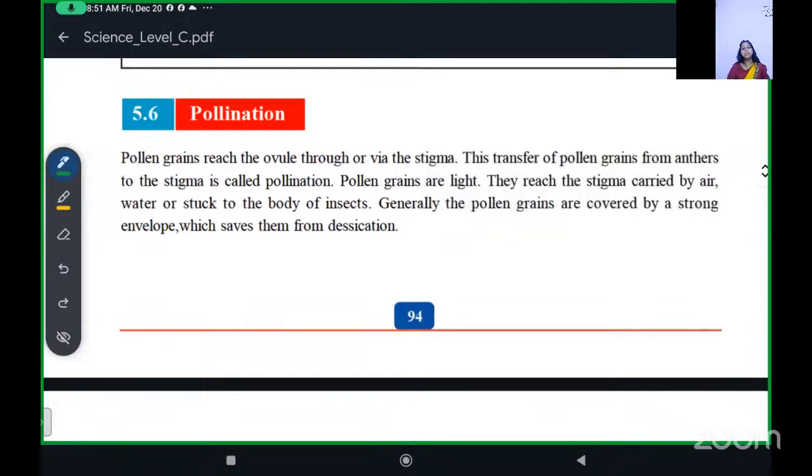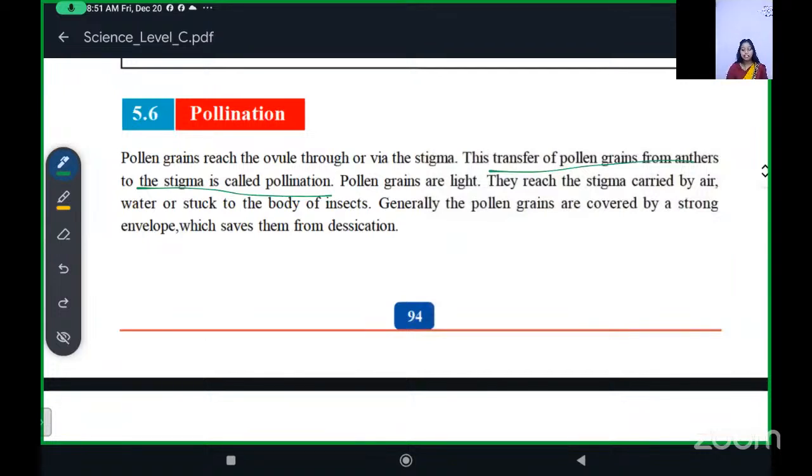What is pollination? The pollen grains reach the ovule via the stigma, the top center part. This transfer of pollen grains from the anther to the stigma is called pollination.